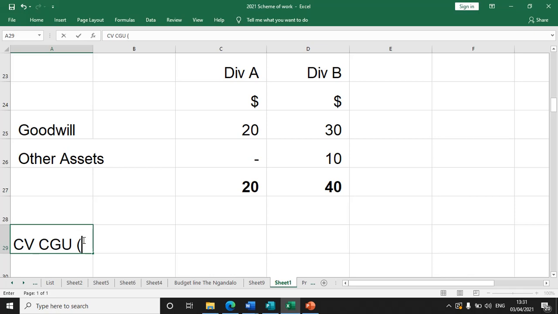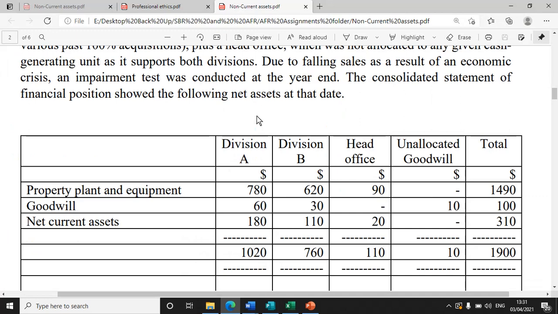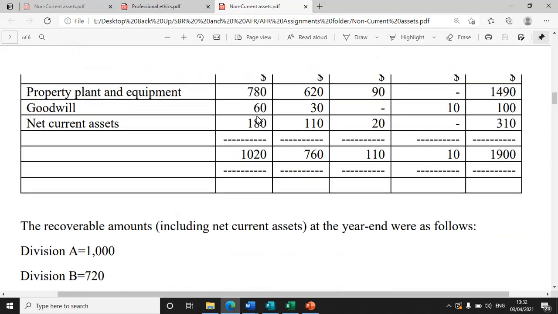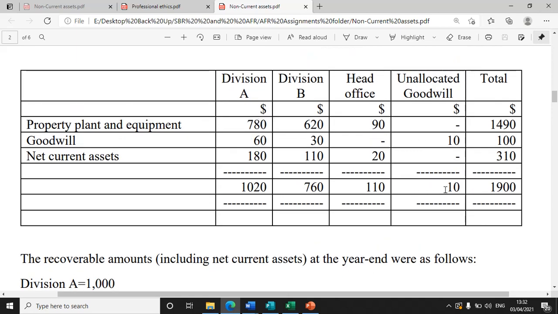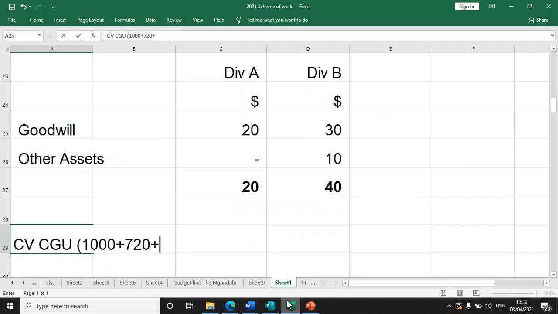Okay, I'm going to run with the new values. We've got a 1000 for division A, we've got a 720 for division B. Then we have got some other figures that have been given to us. If I may go there, I'm just going to make reference to that. There is a 10. Can you see that? There's a 10 for goodwill and there's a 110 for head office. So we're going to get those amounts and push them here, 10 for goodwill and 110 for head office, and then find the new figure.